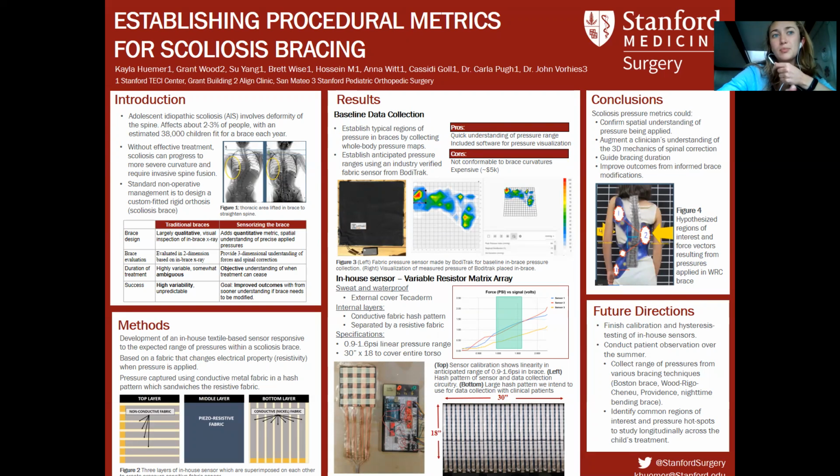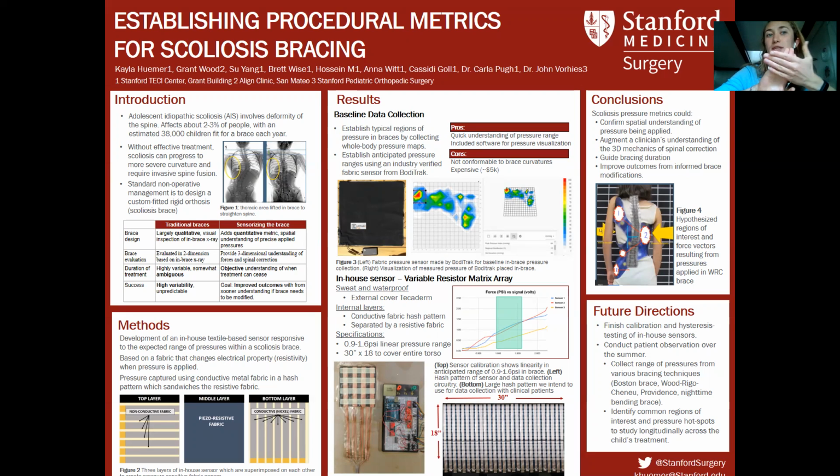So the method and approach that we're taking that I kind of alluded to was this idea that we could sensorize the brace and place a pressure sensitive material inside that could begin to give us understanding of the forces at play in 3D to improve the outcomes for these patients. So it's all based around a fabric that changes electrical property as it's pressed. Namely, we create this sandwich of fabric.